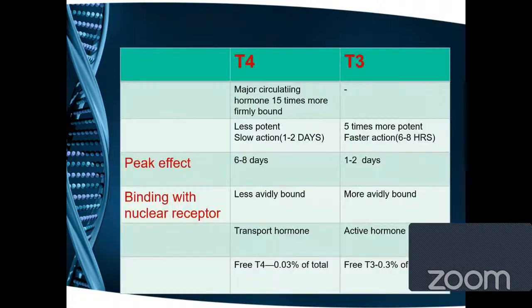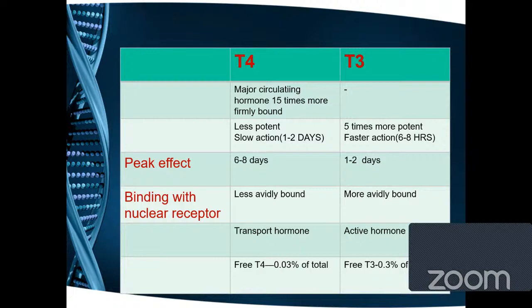Now some of the differences between T4 and T3. T4 is a transport hormone in the body. T3 is an active hormone. T4 is the major circulating hormone. T4 is less potent and has a slow action. Its action needs 1 to 2 days. T3 is comparatively more potent. It has a faster action, that is, within 6 to 8 hours the action will be there.